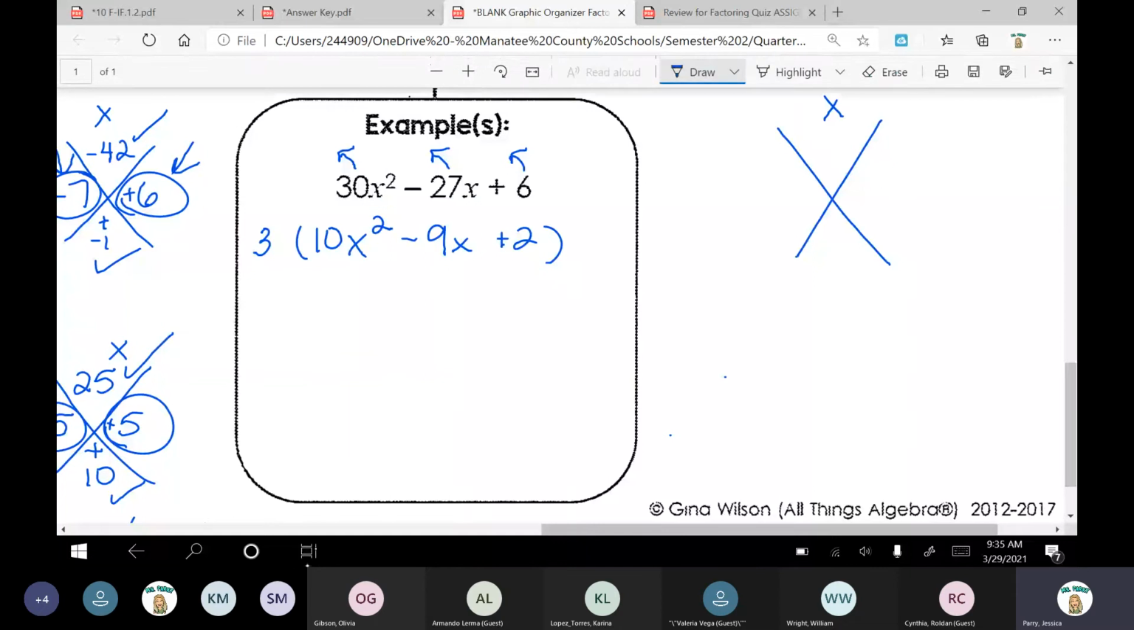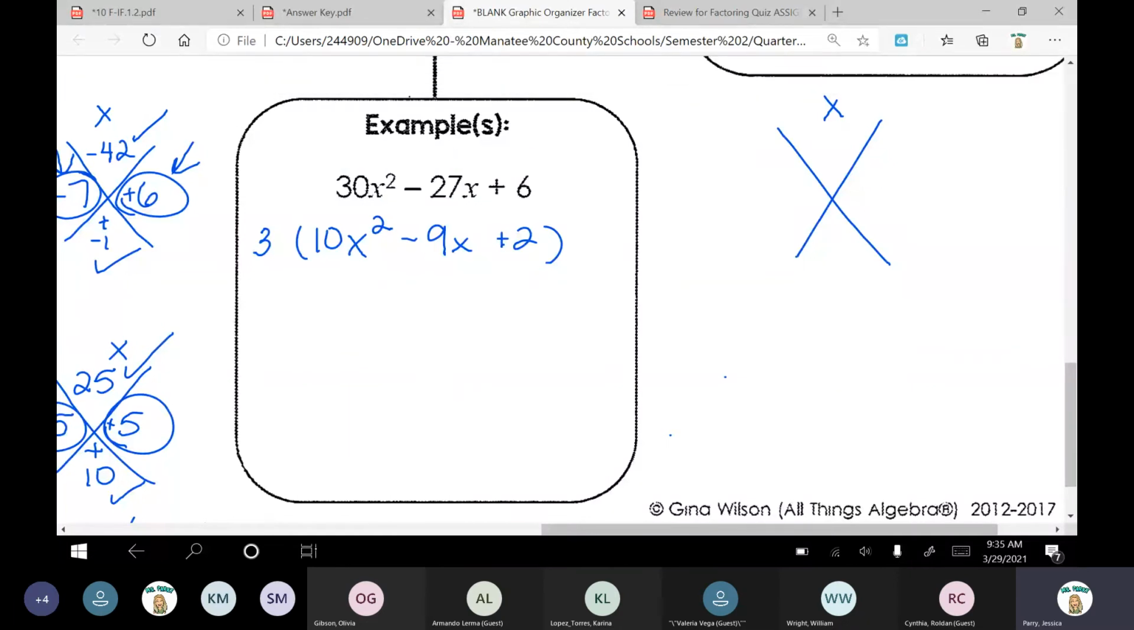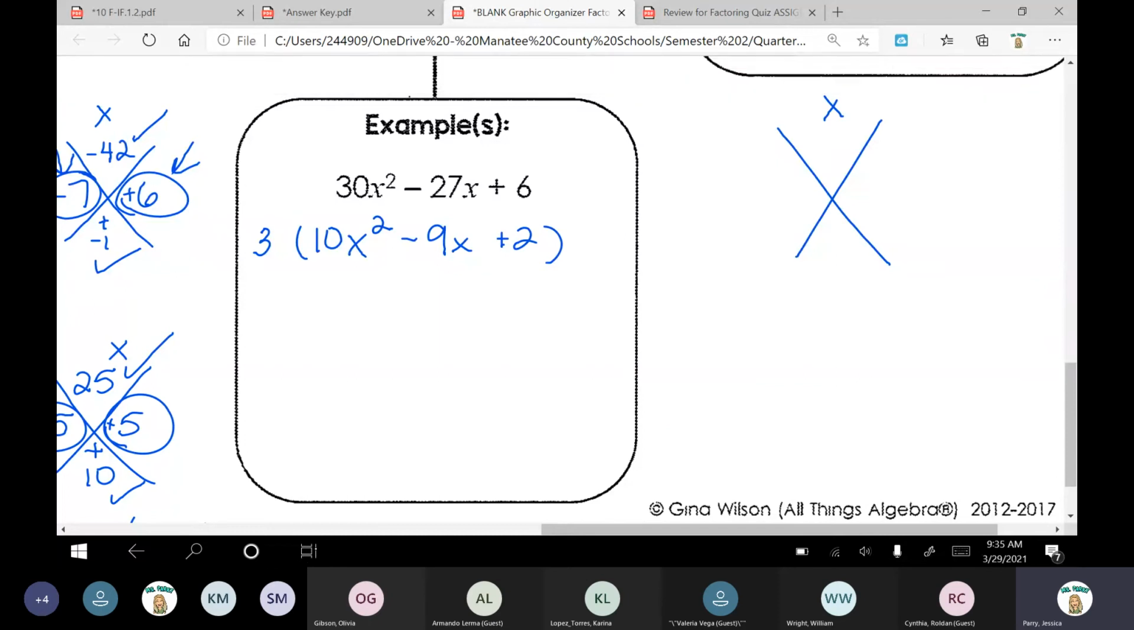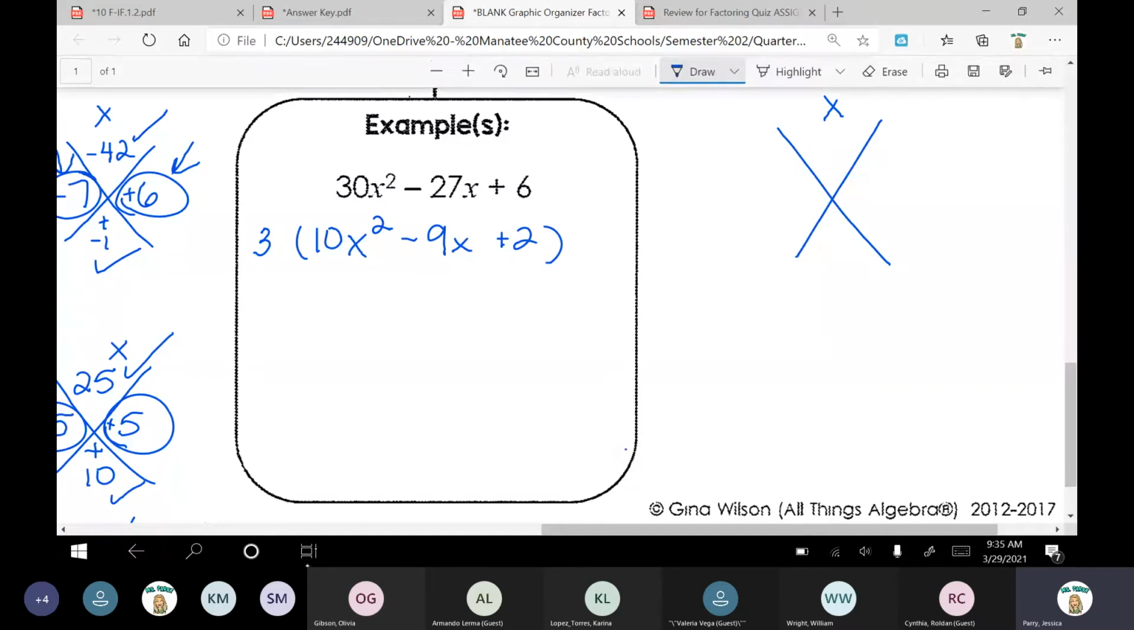Clean it up if you can. And I don't think there's anything to clean up there. It looks pretty good. Now we can do our X puzzle now that we've first factored out the GCF. So we're going to see what multiplies. A, remember it's A, B, C. What multiplies? A times C.